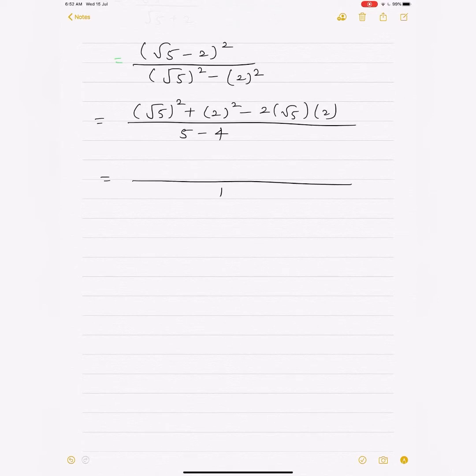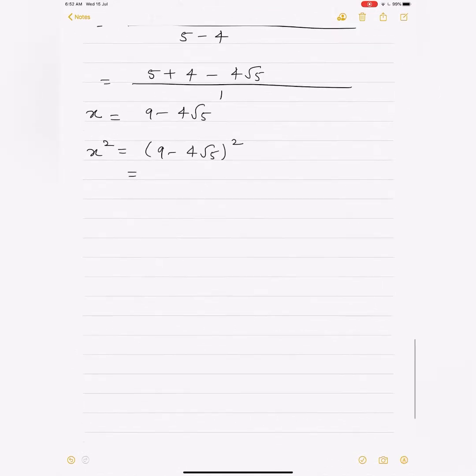5 minus 4 is 1. What is the square of root 5? 5. The square of 2 is 4. 2 into 2, 4. So it becomes 4 root 5. So your answer becomes 9 minus 4 root 5. Remember, this is only the value for x. What are you asked to find out now? X squared. So it will be 9 minus 4 root 5 whole square.